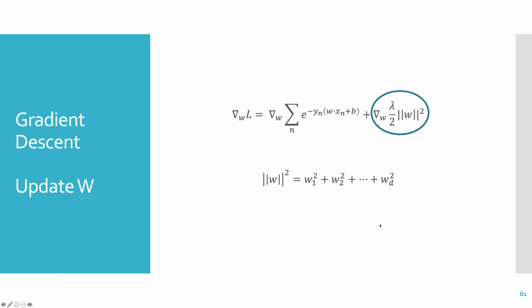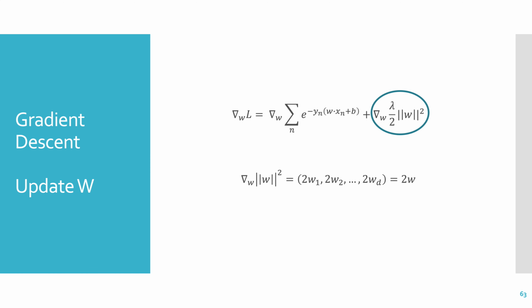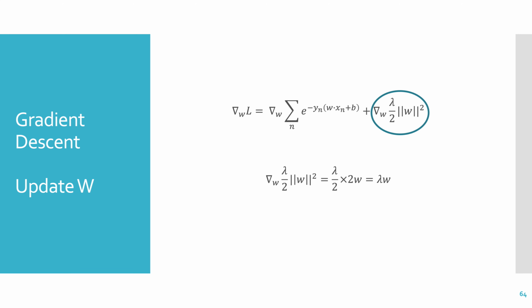Remember, the gradient is just each of the partial derivatives in a vector together. Let's do that. Here we have the partial derivative with respect to w1, with respect to w2, and with respect to wd. Okay, we can combine all of these into a vector and we get this: 2w1, 2w2, all the way to 2wd, which is the same as 2 times the vector w. Don't forget we have that lambda over 2 in front, so the second term becomes just simply lambda w. Nice and simple.